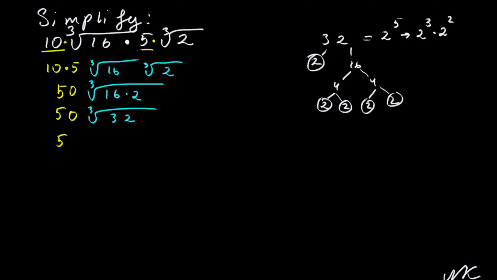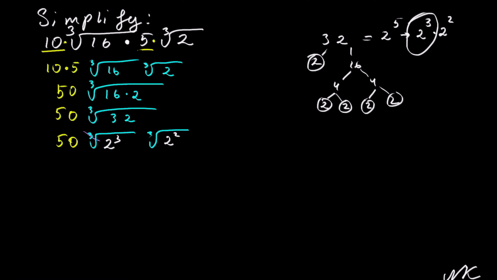We have 50 times, let's separate the cube root. We have cube root times cube root. The perfect cube 2 to the third goes into the left radical, and whatever is left over goes into the right radical, so we have 2 to the second on the right. So we get 50 times cube root of 2 to the third times cube root of 2 to the second.